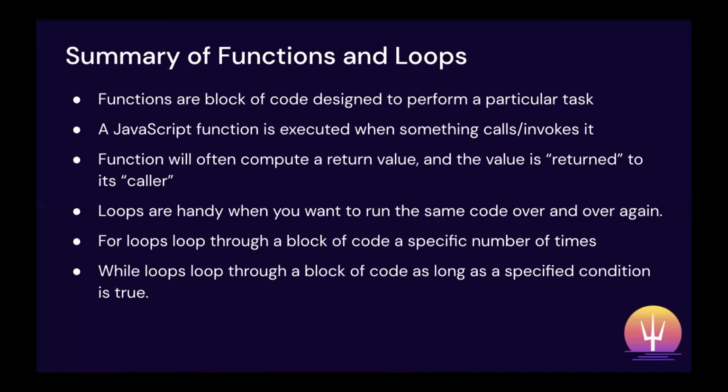So as a summary, functions are blocks of code designed to perform a particular task or action, and we can give them inputs so they work a little bit more dynamically. And a JavaScript function is executed when something calls or invokes it. And functions can be used to give us a return value, and it's going to return that to whatever is calling it. Loops are handy when we want to run a block of code over and over, and we can't do it manually. So for loops typically loop through a specific number of times, and while loops loop until a condition is false.